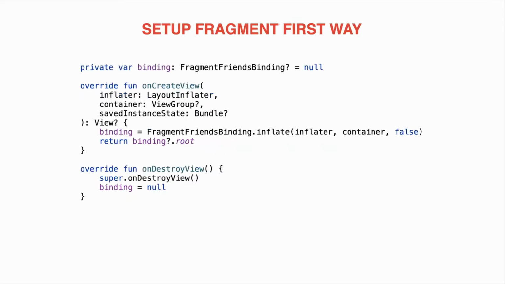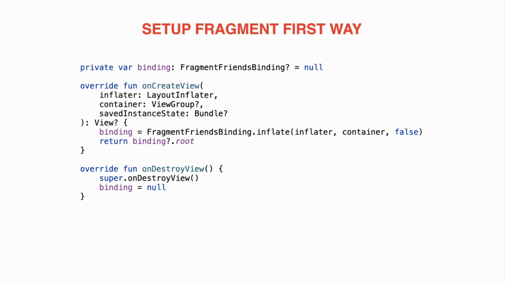Okay, so in fragments, it's a little bit different. And this is important to say because fragments outlive their view life cycle. So you have to destroy the binding reference once the view is destroyed, because you might have memory leaks, and your binding reference might still be alive when the views are destroyed. That means you will probably get a null pointer exception. So make sure to destroy the binding reference in onDestroyView in every fragment that you do.